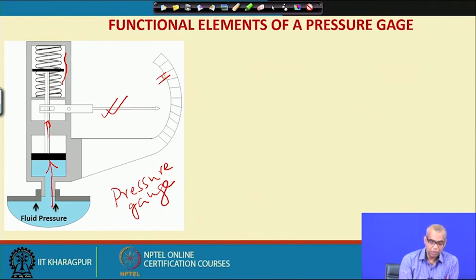So, if I apply known fluid pressure and record the deflection and do series of exercise, then it will be possible for me to calibrate the scale in terms of pressure units. Then when an unknown fluid pressure works, from the deflection of the pointer against the scale, I will be able to read the unknown pressure. So, let us now try to identify the various functional elements that are present in this instrument.